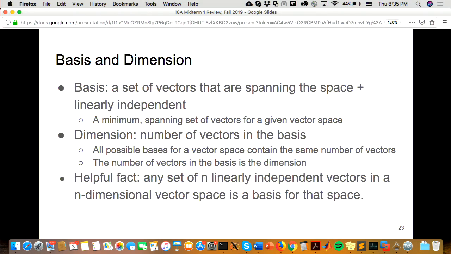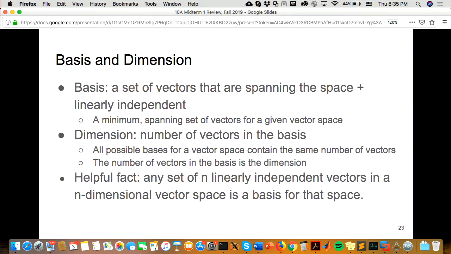Now, the reason this is important is that we define bases as a set of vectors that are spanning a space and are all linearly independent. They have these two properties, right? So this is essentially the minimum set that you need to describe a space. A basis is also a set of vectors which allows me to create any vector inside a certain space. The number of elements in a basis is the dimension of the space.